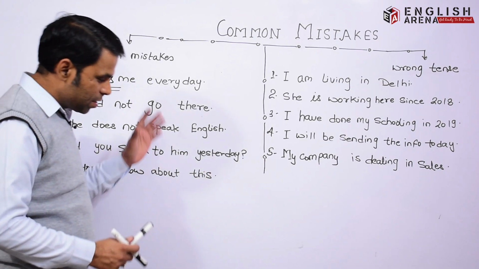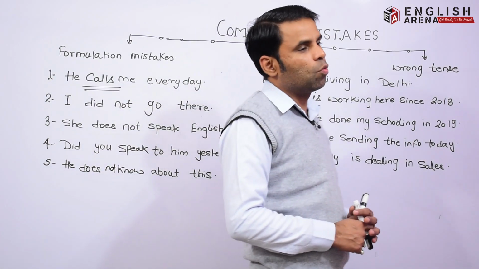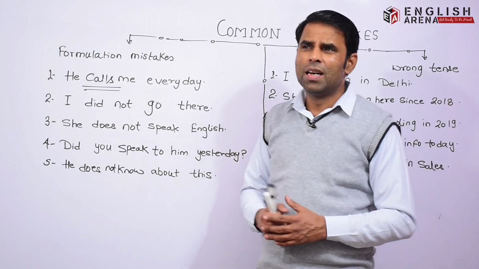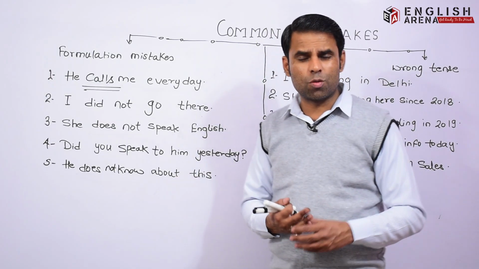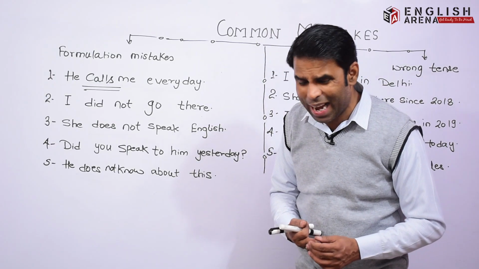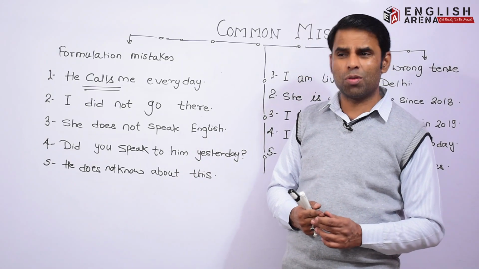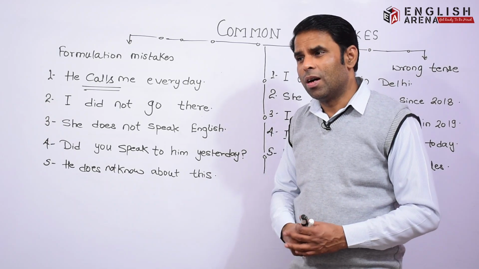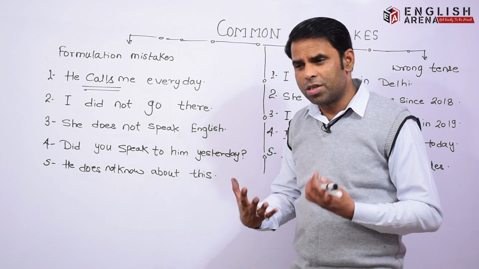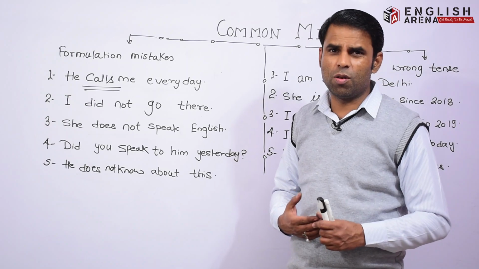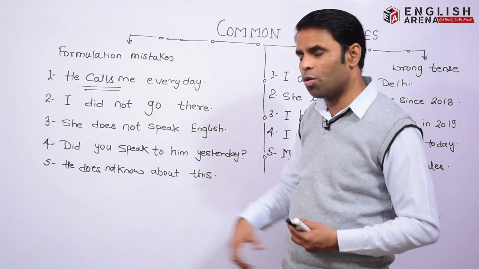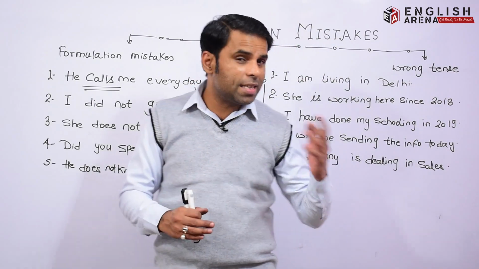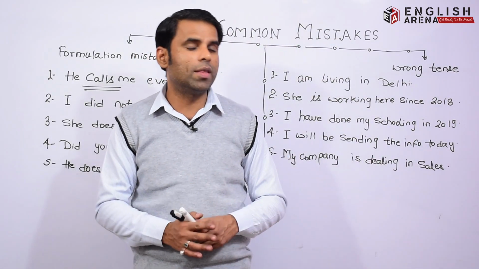All right, so guys, this was the formulation mistake here. What happens, instead of do, we use does. We do not add s or es when it is required, or we add s or es when it is not required. Instead of has, we use have. Instead of second form, we use first form. So these kinds of mistakes are called the formulation mistakes. Now we are going to talk about the second types of mistake that we make with tenses.